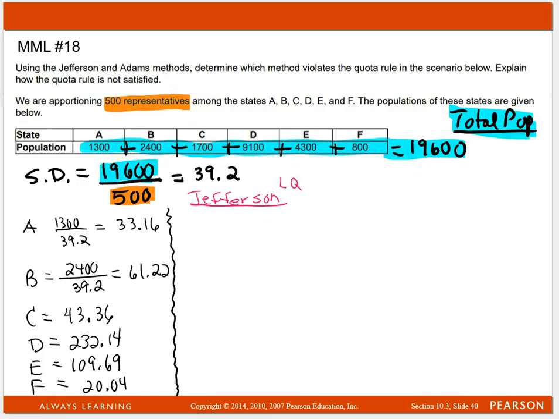Remember, you have to find the standard divisor first, and then you're going to figure out the standard quotas. And you have to take, let's do an A here. A's population is 1,300, so there it is in the numerator. The 1,300 right here, that's A. And then you're going to divide that by your standard divisor. The next one, B, is 2,400 divided by 39.2. And I ran out of room. I'm like, I don't need to write all this.